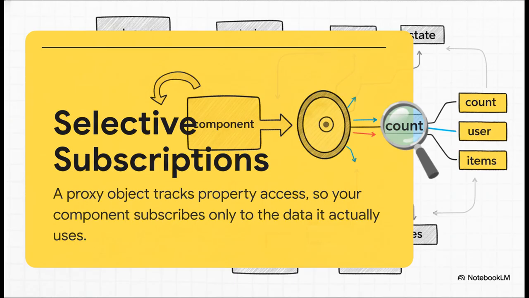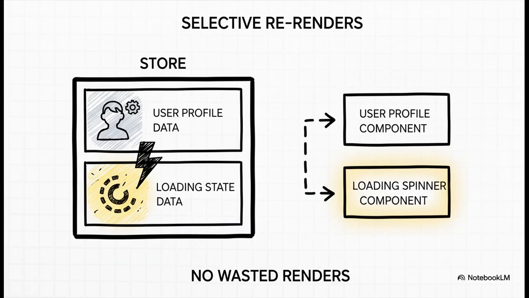It hands you a special proxy object instead. So when your code accesses something like state.count, that proxy is listening. It says, aha, this component cares about count, and it automatically subscribes you only to updates for that specific property. So what does that all mean? It's simple. Your component will only re-render if the exact piece of data it's using actually changes.